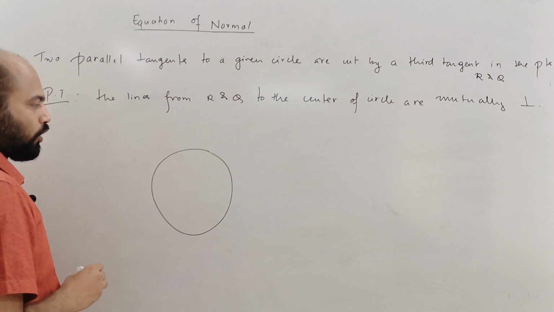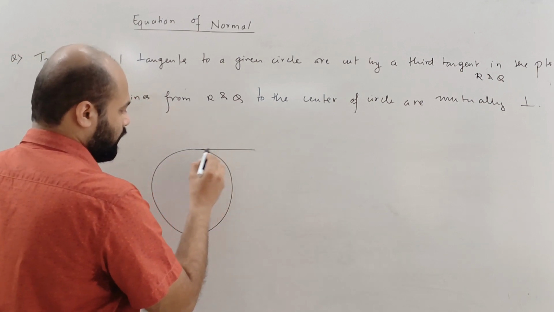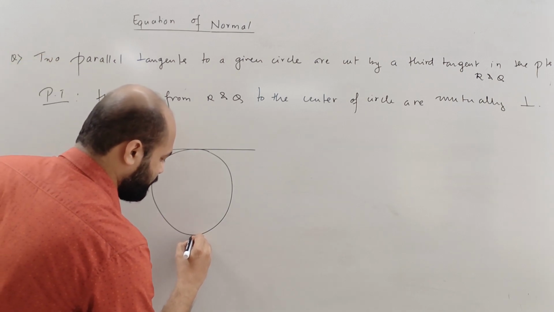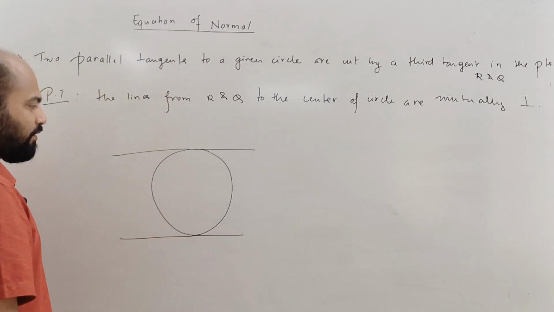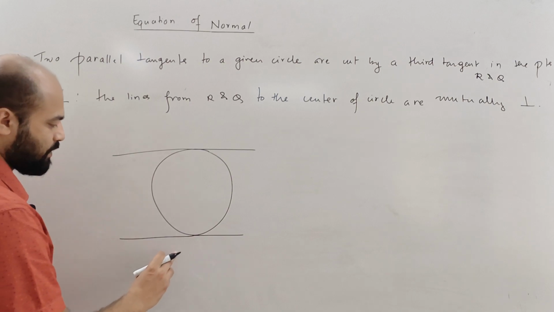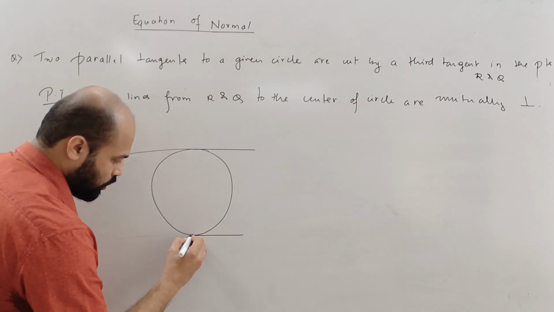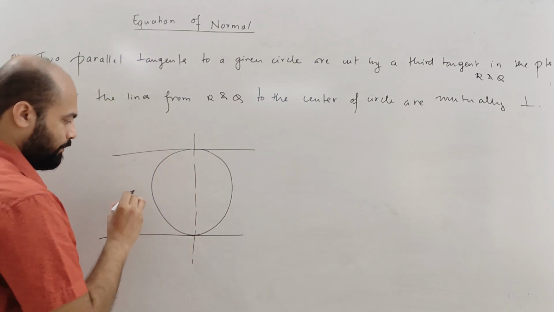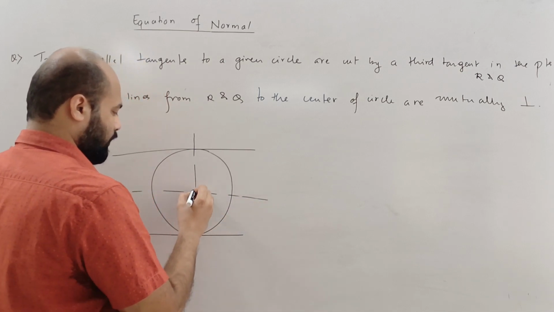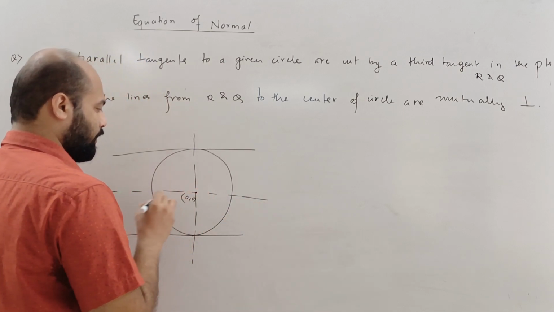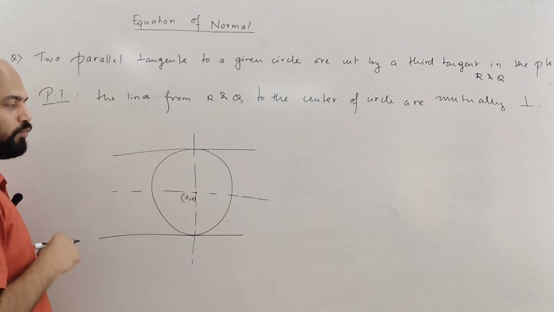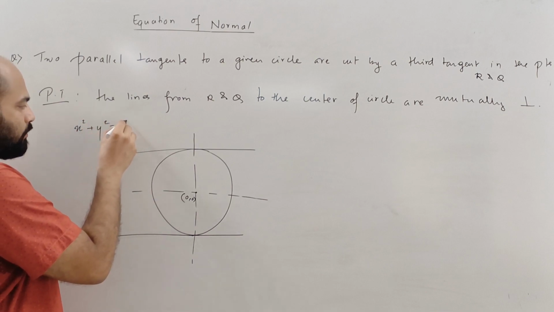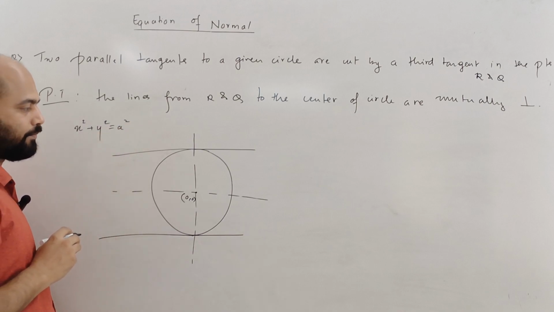Let's say this is a circle that we're talking about. This is one tangent and this is another tangent. Given that specific tangents are not given to us, we have the freedom to choose the tangents the way we want, just that they have to be parallel. So this is my (0, 0). Let's say my circle is x squared plus y squared equals a squared. Center is at origin, radius is a.